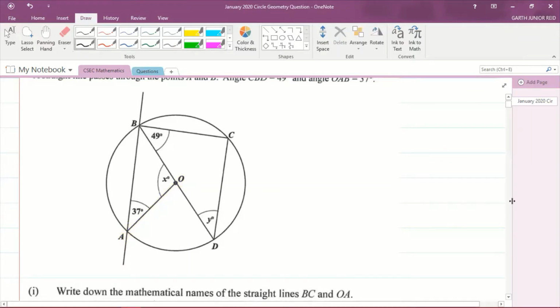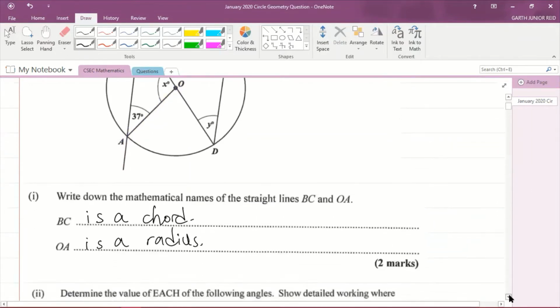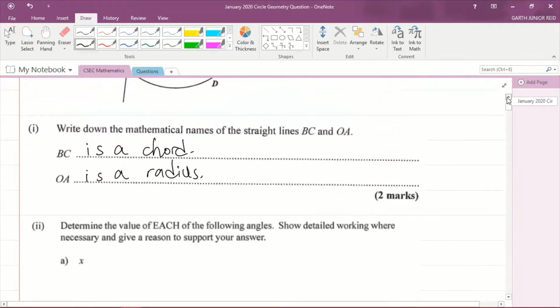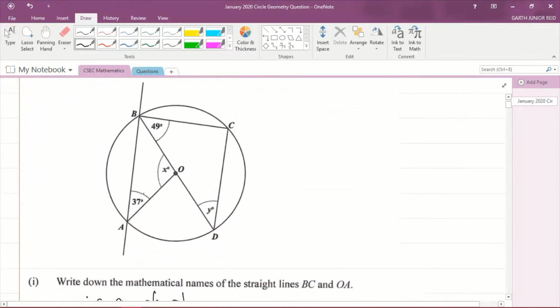Excellent. Now the other part of the question says, determine the value of each of the following angles, show detailed working where necessary, and give a reason to support your answer. So we're going to look at the angle X. They asked us to find the angle X. Now, how would we find the angle X? Let me label this figure here for you. I'm going to label this part of the diagram.